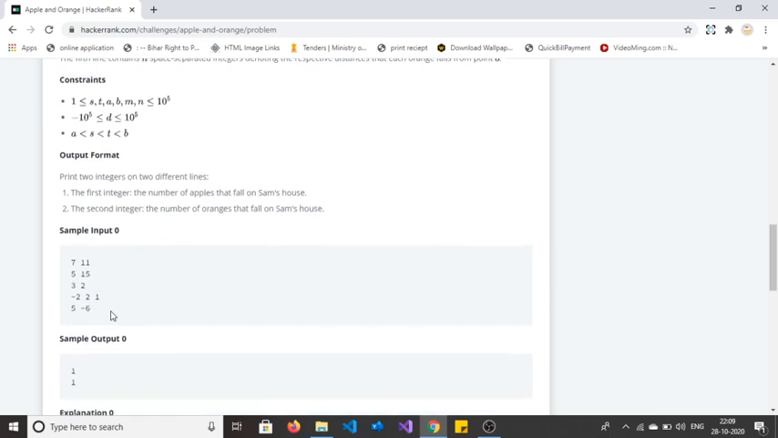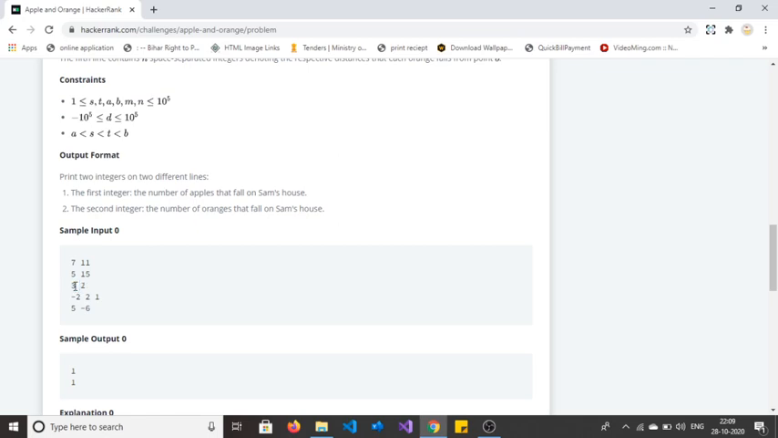You may see here 7 and 11. This is the starting point of the house, and this is the ending point of the house. Next input is A and B. This is the location of the apple tree, and 15 is the location of the orange tree. This is the value of A, and this is the value of B.